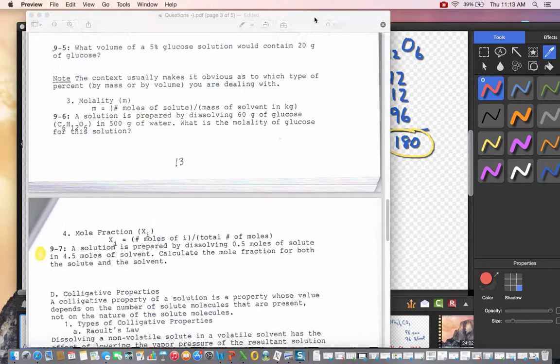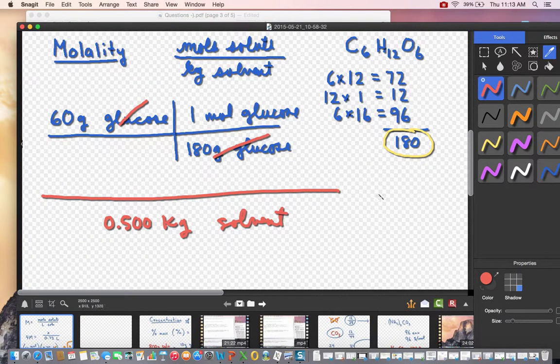I like to go back to the problem, just double check I have my numbers correct. 60 grams of glucose and 500 grams of water. So that's 1/3 divided by 1/2. That is 2/3 molal, 0.667 molal.